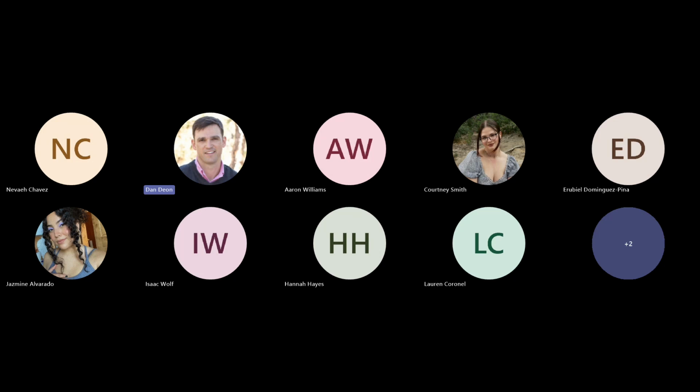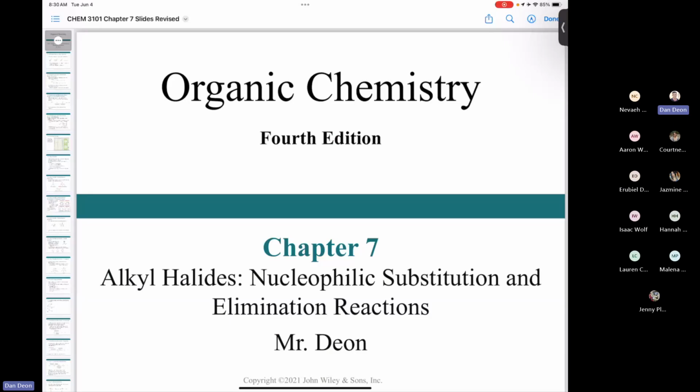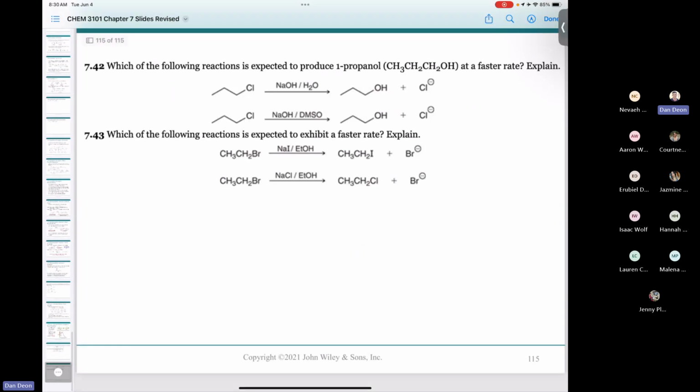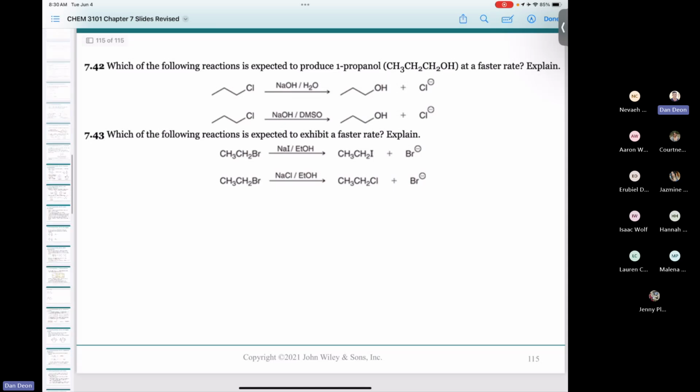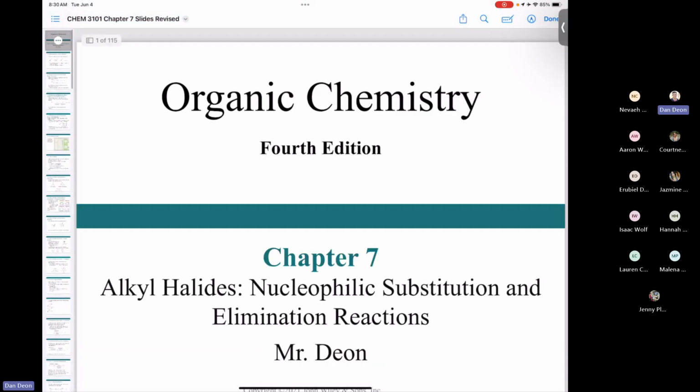Chemistry 3101. We're going to start chapter 7, which deals with alkyl halides, nucleophilic substitution, and elimination reactions. You can see it's a pretty long chapter. If you scroll down here, it's a total of what? 115 slides is what we have to go through.